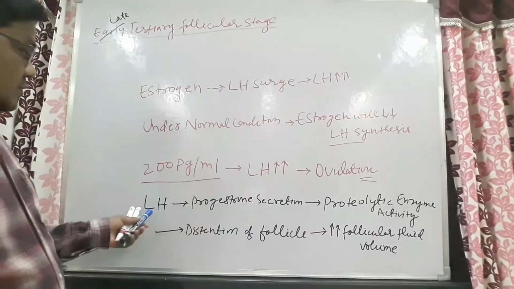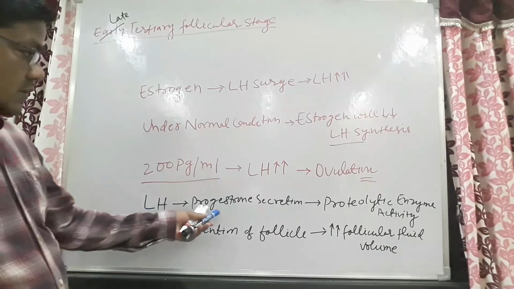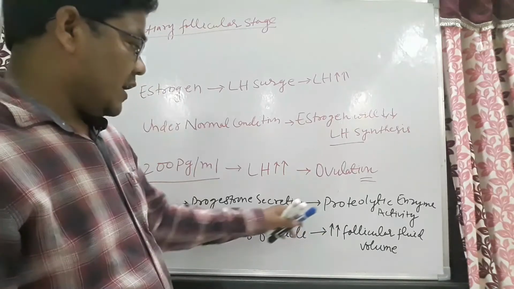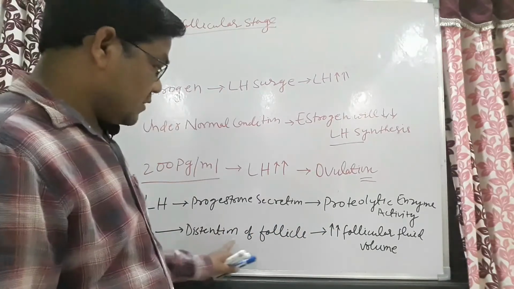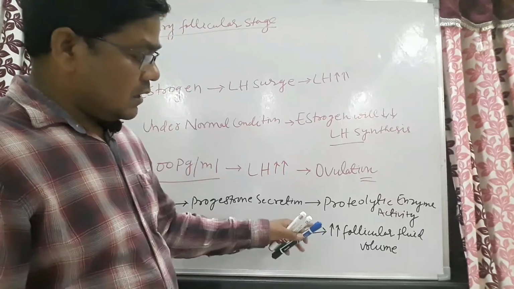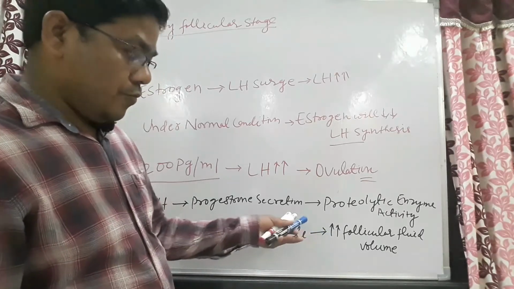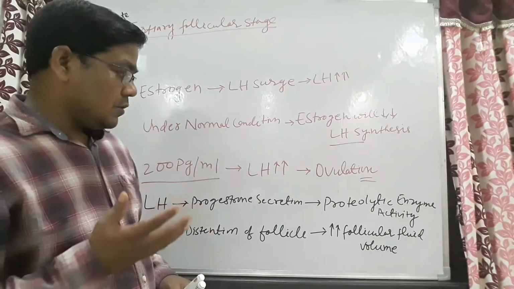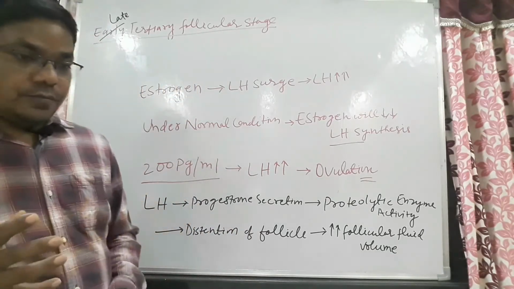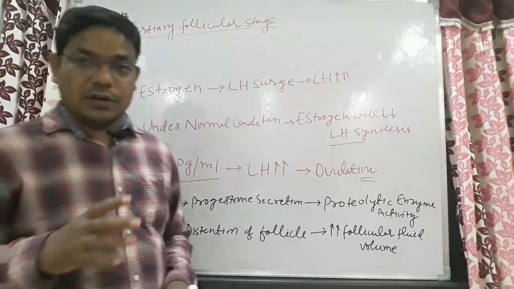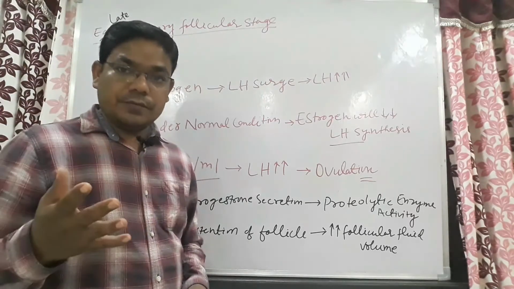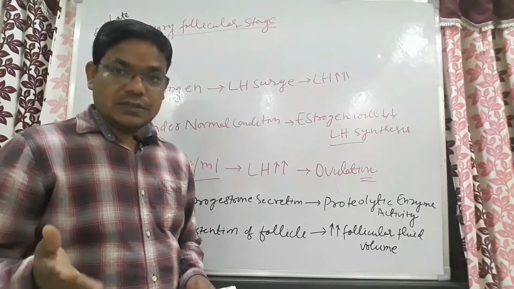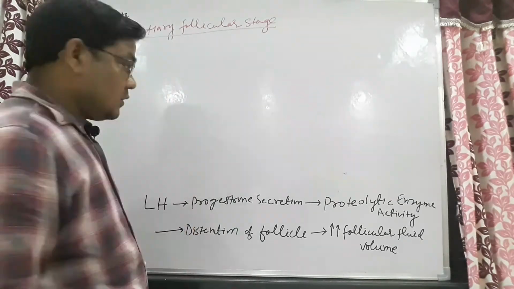Further, this LH will cause progesterone secretion. This progesterone has proteolytic enzyme activity. This proteolytic enzyme activity will cause distension of the follicle and an increase in follicular fluid volume. Now the tertiary follicle is mature enough to rupture and release the secondary oocyte, that is the ovulation.